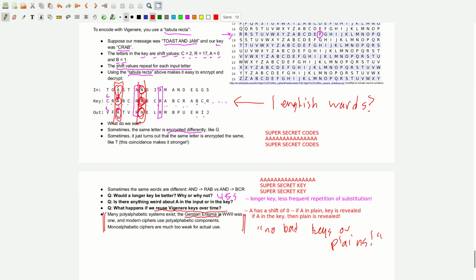Many polyalphabetic ciphers exist in the modern world. The German Enigma in World War II was polyalphabetic. Modern ciphers such as AES are polyalphabetic ciphers. They do not use a fixed table like the Vigenère cipher. But Vigenère is nice because it's easy to demonstrate, easy to understand.